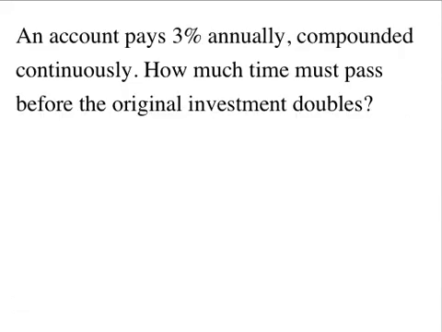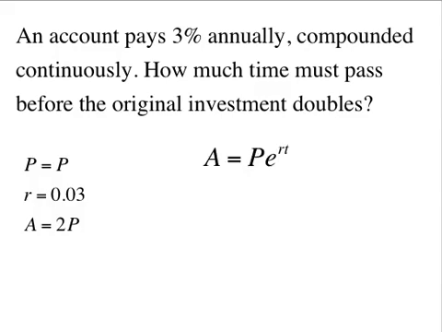Our next example says an account pays 3% annually, compounded continuously. How much time must pass before the original investment doubles? So it doesn't matter what your original investment is. You can call it anything, but the amount in the account is twice that. So just call it P. So the amount in the account when it doubles would be 2P. Interest rate is 3% annually, 0.03. I want to solve for t to find out how long it takes for that to double.